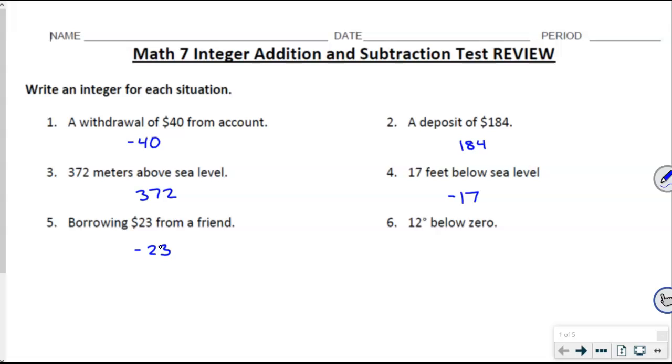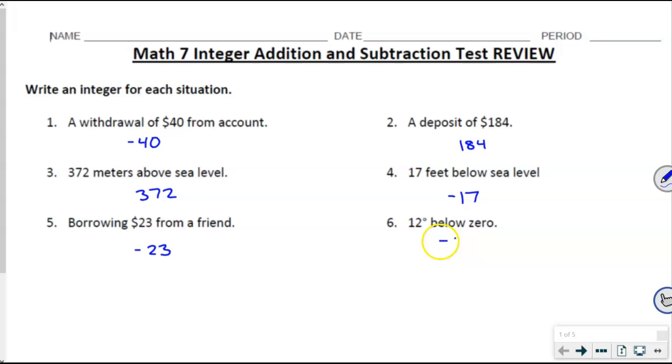Exactly. We're going to have to pay it back. This is a different situation than a friend giving you $23, right? A friend giving you 23, that would be a positive. But borrowing 23 from a friend means that eventually I'm going to have to pay her back. So I would say that's a negative 23. Good job. And 12 degrees below zero, Brooklyn.